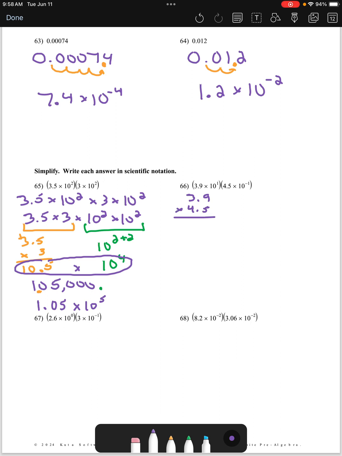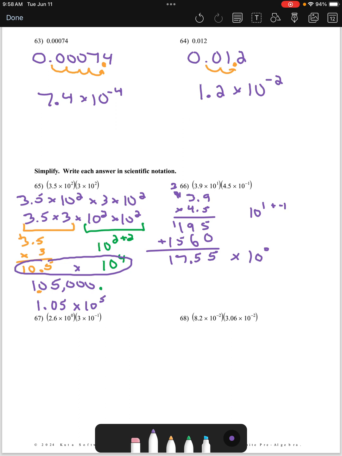Now, for the remainder of the problems, I'm not going to expand them and write them out the way I did in 65. For 66, I'm just going to say, okay, we need to do 3.9 times 4.5. So we're going to do that. 5 times 9 is 45, carry the 4. 5 times 3 is 15, with the extra 4 is 19. Start our second line with a 0. 4 times 9 is 36, carry a 3. 4 times 3 is 12, with the extra 3 is 15. Put those together. We're going to get 5, we're going to get 15, so we carry a 1. We're going to get 7, we're going to get 1. 2 decimal places means 2 decimal places in our answer.